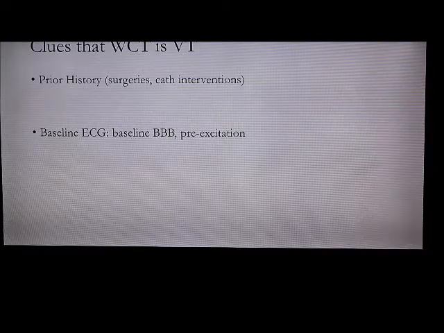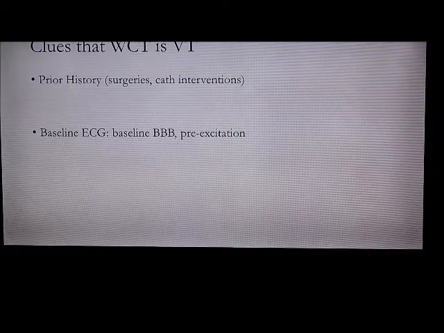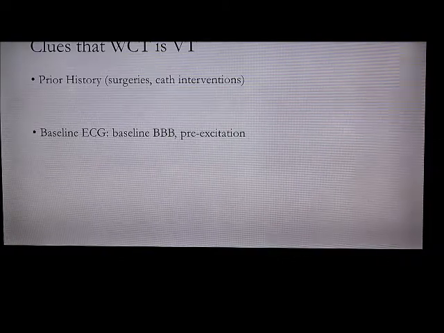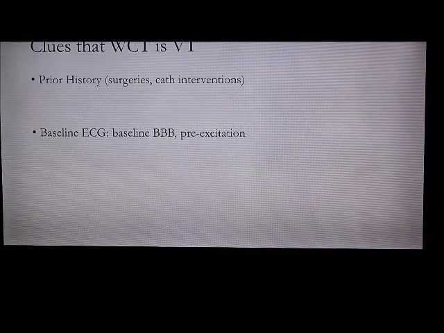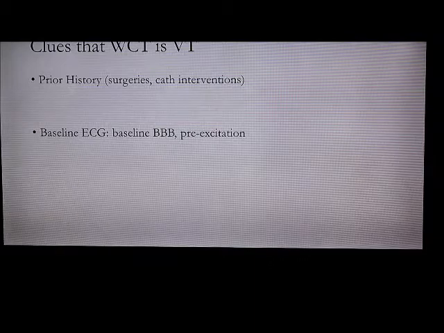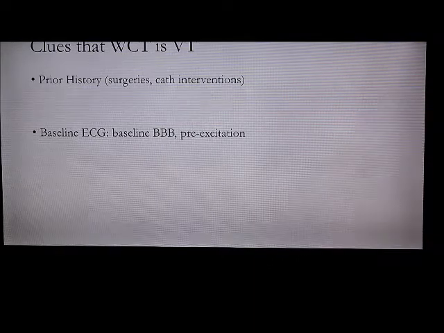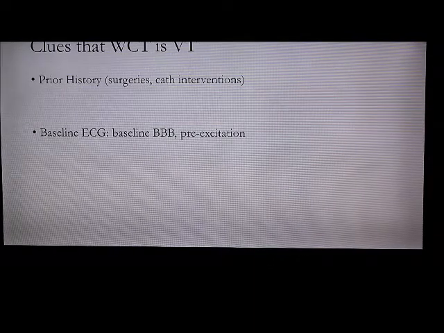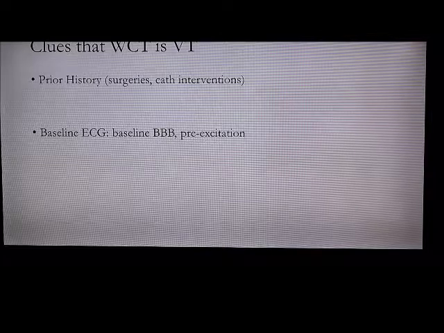History is very helpful. If you know that this patient has a previous tetralogy repair or had VSD cath closure, it means his baseline ECG probably has a bundle branch block, and this is probably SVT with aberrancy. If you know the baseline ECG, that would be very helpful. If he has a bundle branch block with a similar morphology to your tachycardia, then this is SVT with aberrancy. If it's different, then it's probably different. Or if there's pre-excitation.